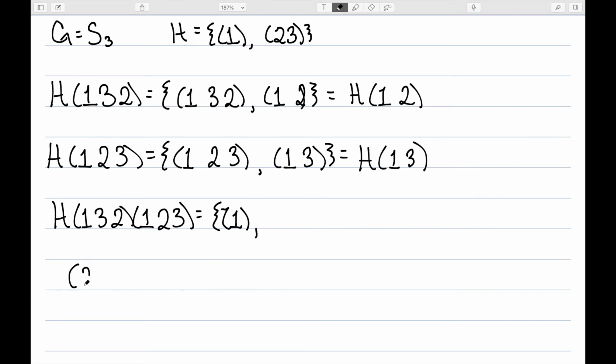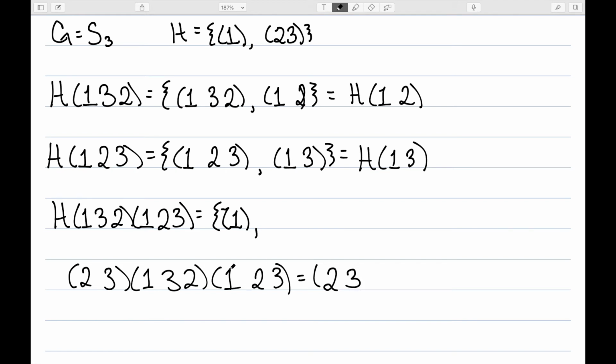The second element of H is 2, 3, composed with 1, 3, 2, 1, 2, 3. 1 maps to 2 and 2 maps to 1, so 1 maps to 1. 2 maps to 3, 3 maps to 2 and 2 maps to 3, so 2 maps to 3. 3 maps to 1, 1 maps to 3, and 3 maps to 2, so 3 maps to 2. So this gets us back to H.